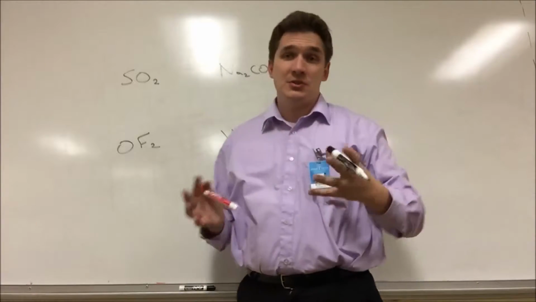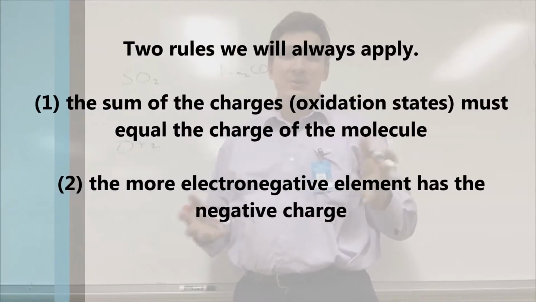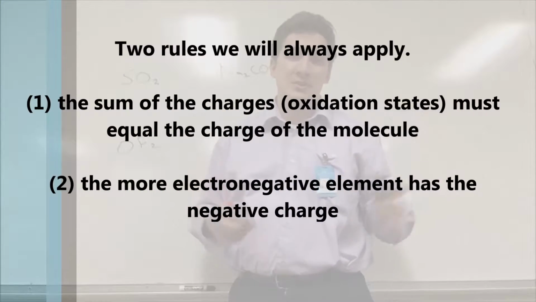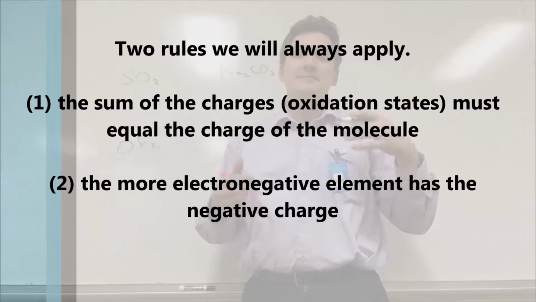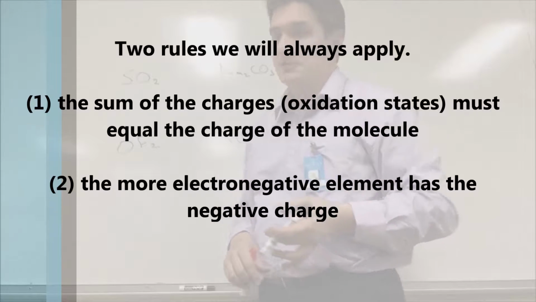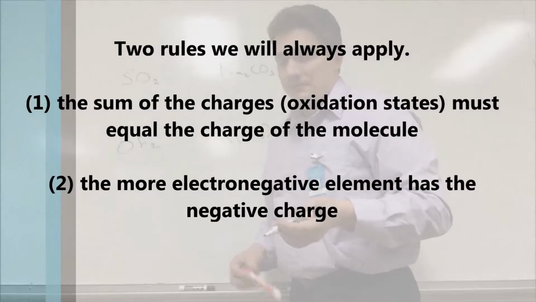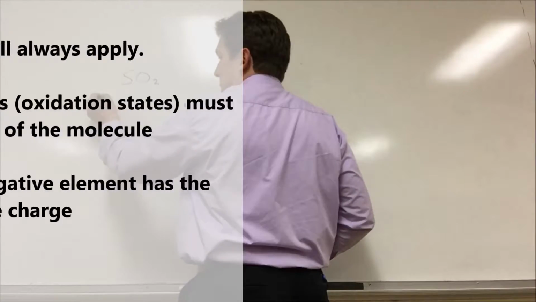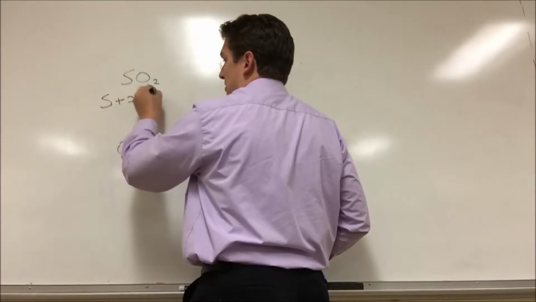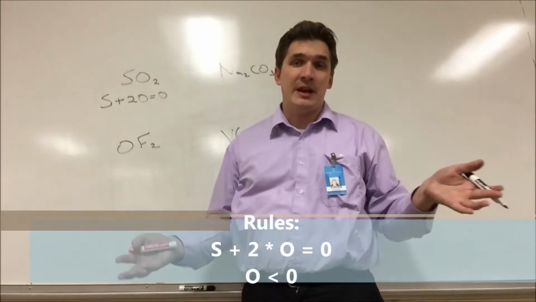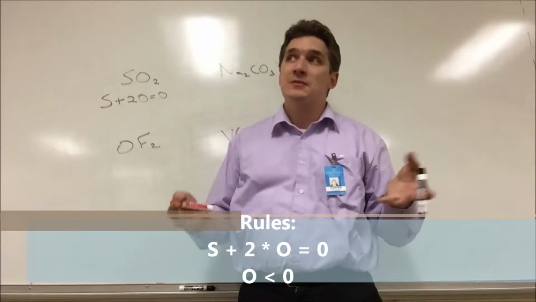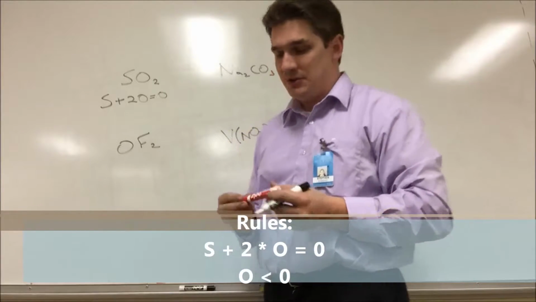With all of these, there are 2 rules we're going to consistently apply. First, the sum of the charges has to equal the overall charge of the molecule. Second, the more electronegative element takes a negative charge. So for SO2, our overall charge is 0. We don't have any more rules to guide us other than oxygen being more electronegative than sulfur, so it's probably going to take on the negative charge.